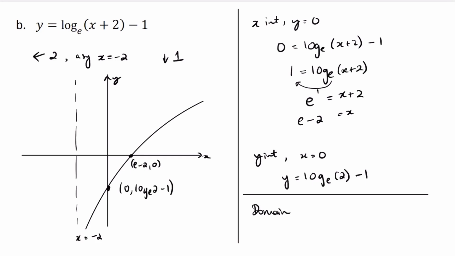So the domain, x is an element of negative 2 to infinity, and the range, y is an element of R. So usually for log graphs, it's going to be an element of R unless we actually restrict it, then that'll be a different scenario.